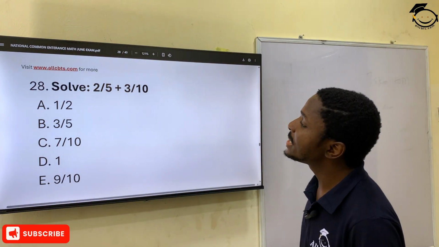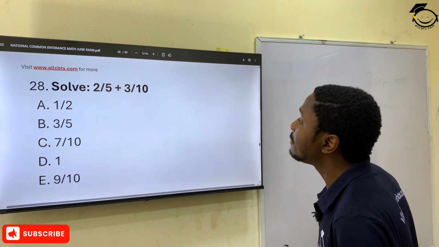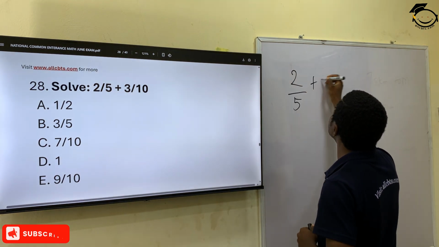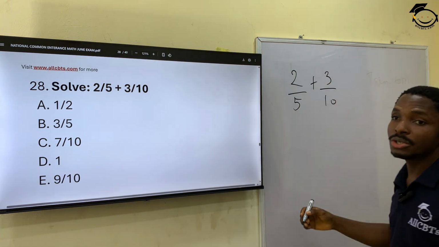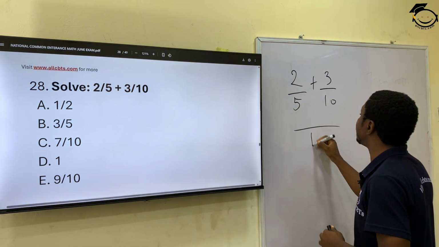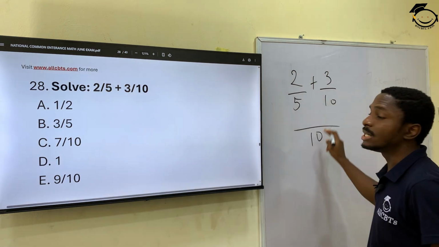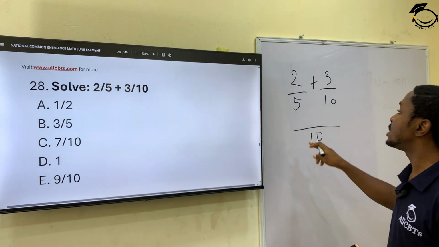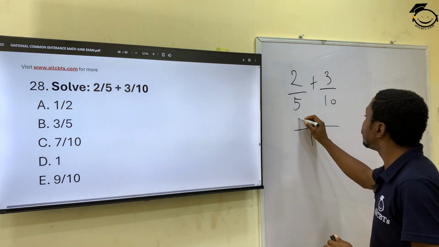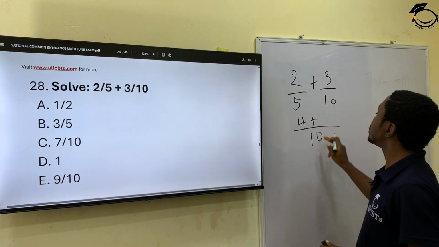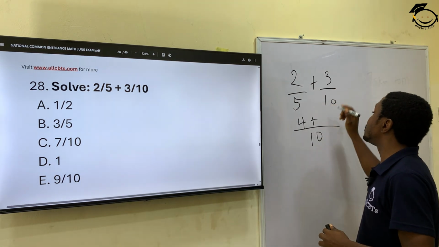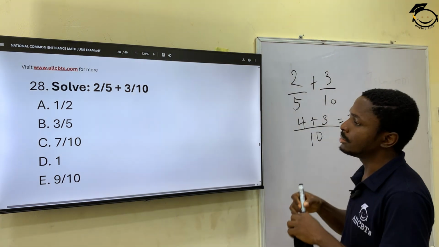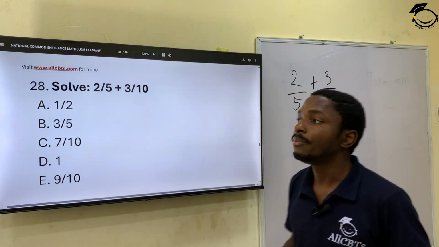All right, question 28. Solve 2 over 5 plus 3 over 10. So what you just need to do is find the LCM. The LCM of 5 and 10 is what? 10. How many times will 5 go in 10? 2 times. 2 times 2, 4. Plus, how many times will 10 go in 10? Once. 1 times 3, 3. That's 7 over 10. Okay, so the answer is option C.